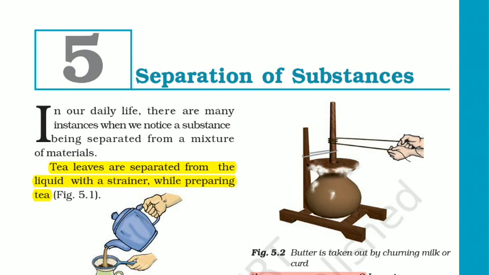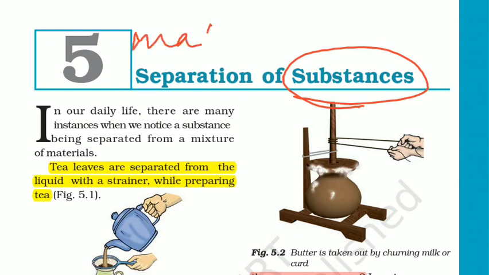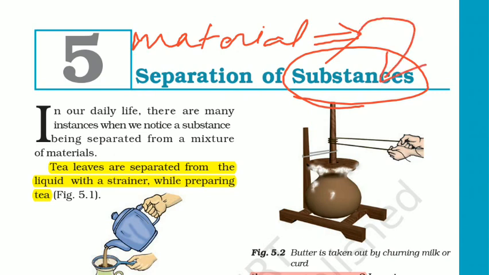Now we are going to start a new chapter, that is separation of substances. So the first question arises: what is this substance? As you already have the concept of the material, everything that is considered a material, each and everything, comes under the substance. Maybe it is solid, liquid or gas, right?